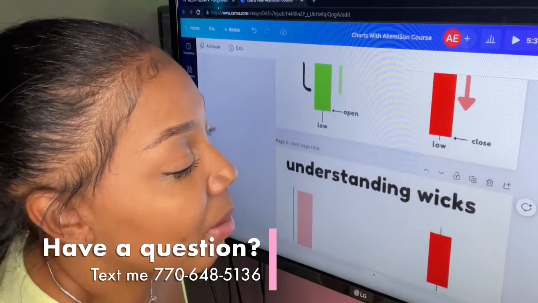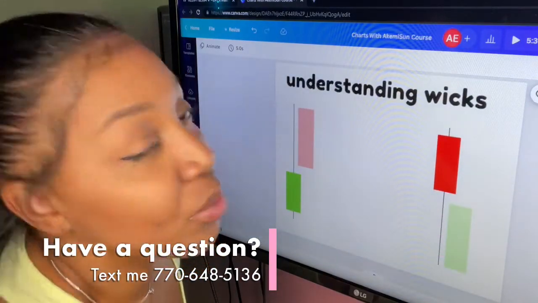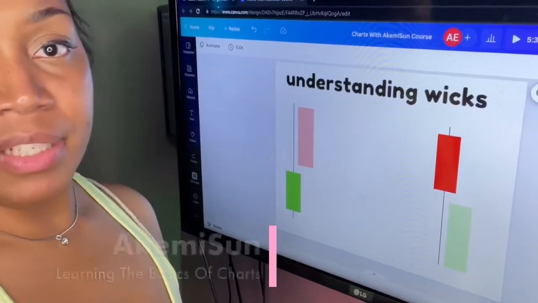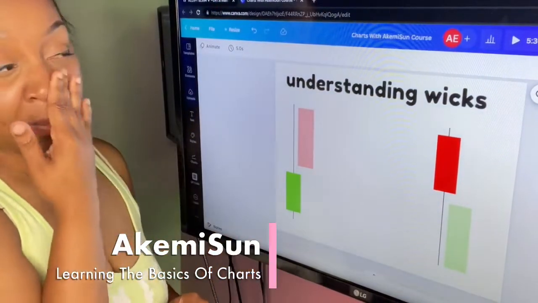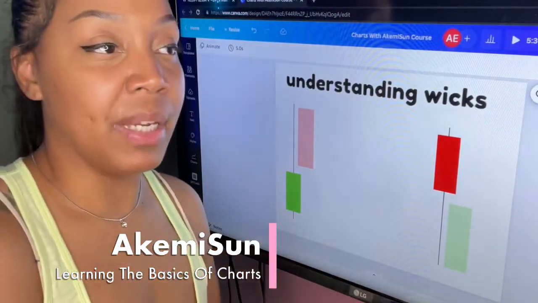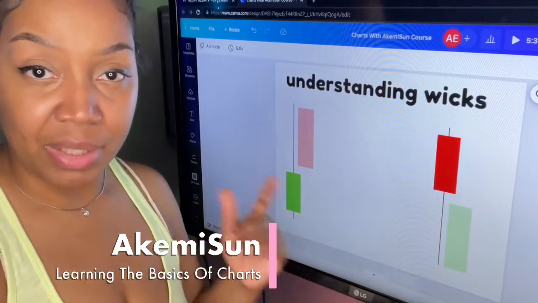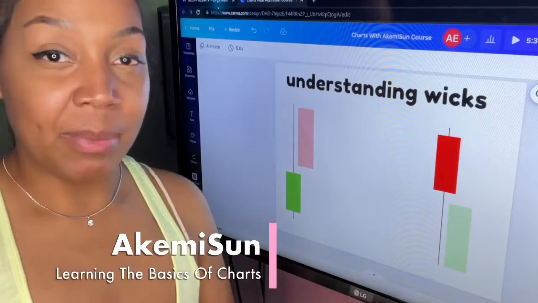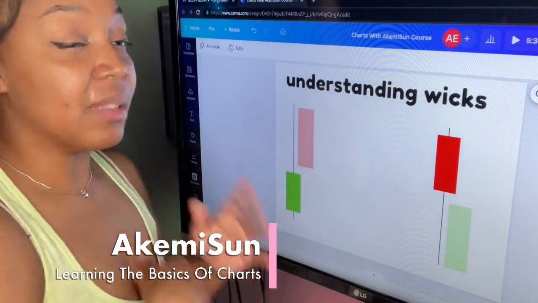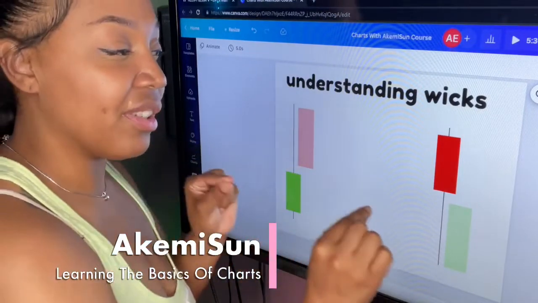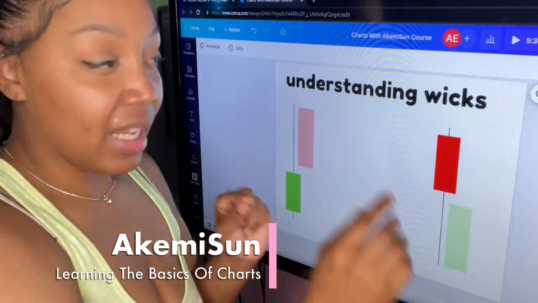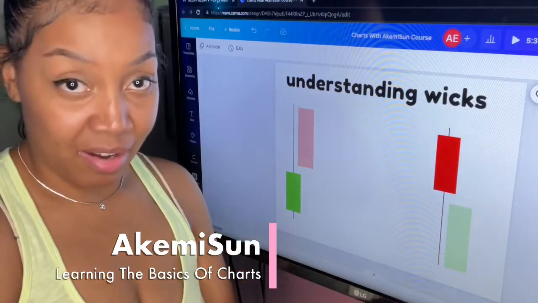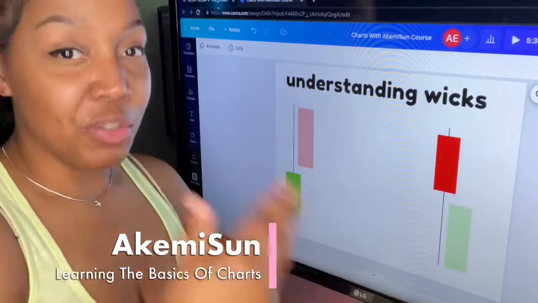Now that you understand that part, we're going to be moving on to wicks. Wicks is definitely, I'm not going to say the most, but it is one of the most important things that you need to understand. I'm going to try to explain this the best way I can, but understand that this may take some time for you to understand. But once you understand this concept of wicks, that is what's really going to help you with understanding support and resistance. Once you understand wicks, you will be able to move on.